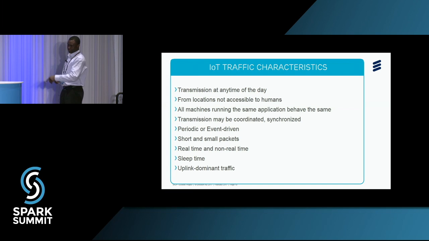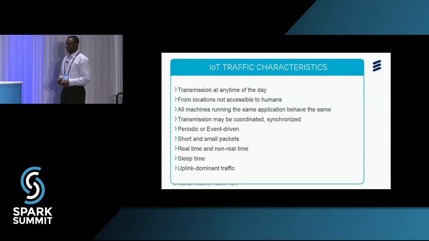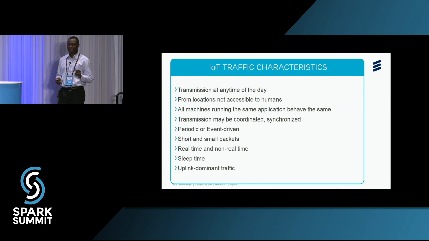I will come back to the traffic model. As you can see here, the packet of IoT traffic is usually short. It's not a long message like human traffic. A device may go to sleep when it's not sending a message, so it's not even sending signaling traffic on the network. And unlike human traffic, which is more downlink, IoT is more uplink traffic.